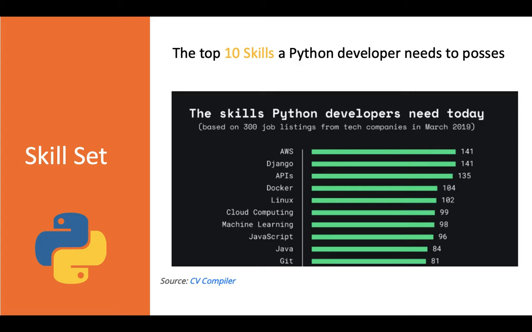The next skills you should have are AWS, Django, APIs, Docker and so on. You also have to know these things. And AI and ML. All right, so these things are important.